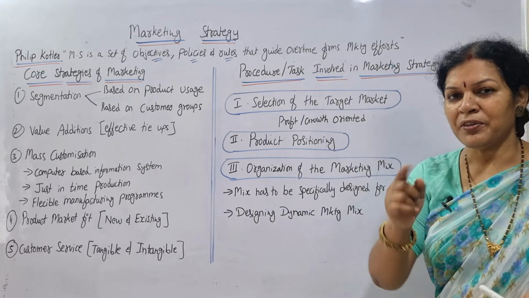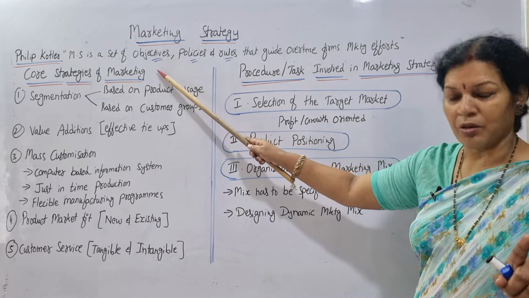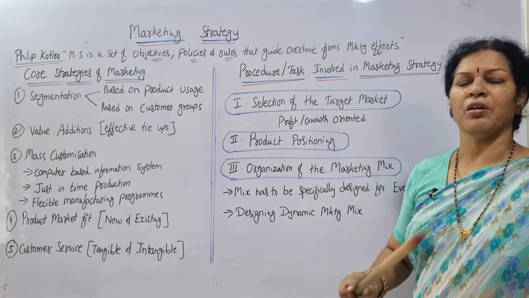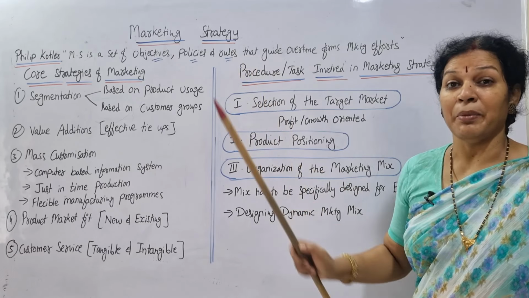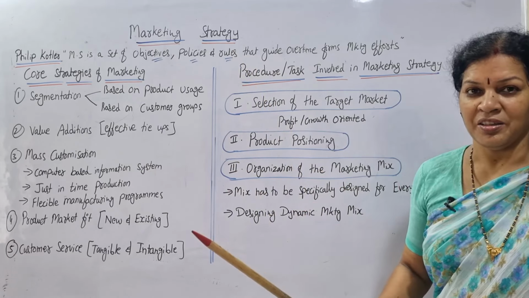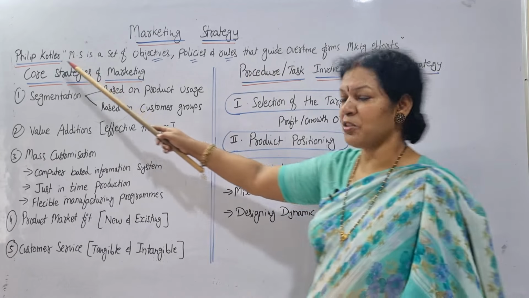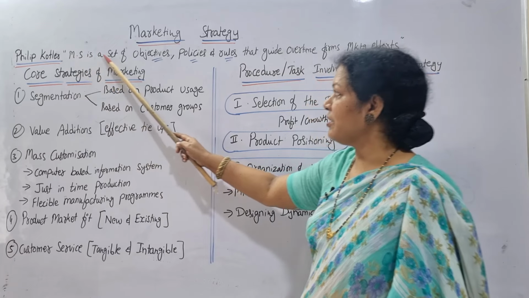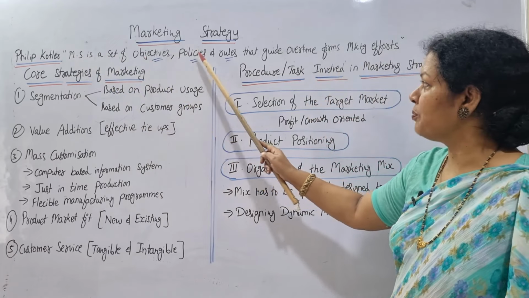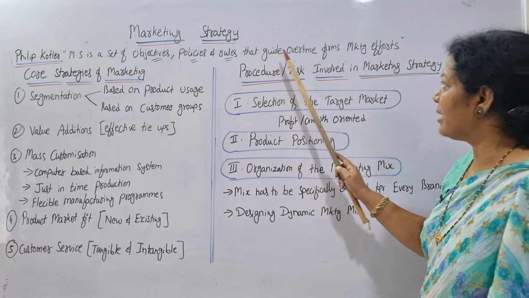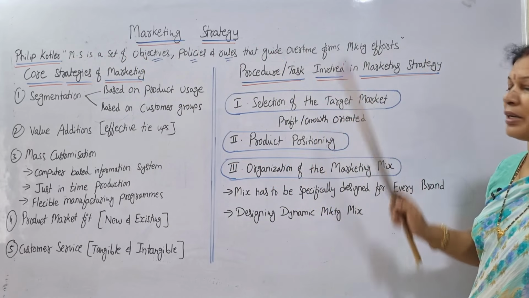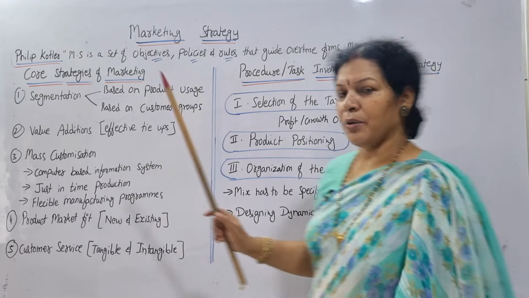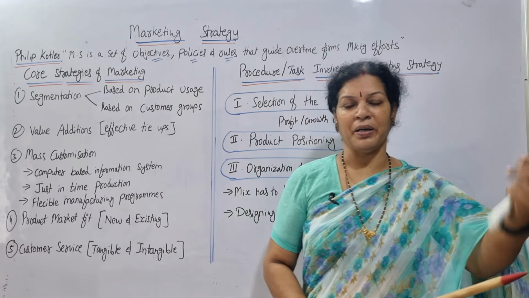Firms' marketing efforts related to their objectives, policies and rules all together, we can say it as a marketing strategy. Shall we read it once again? As per Philip Kotler, marketing strategy is a set of objectives, policies and rules that guide over time firms' marketing efforts. Okay. Now let's see core strategies of marketing.